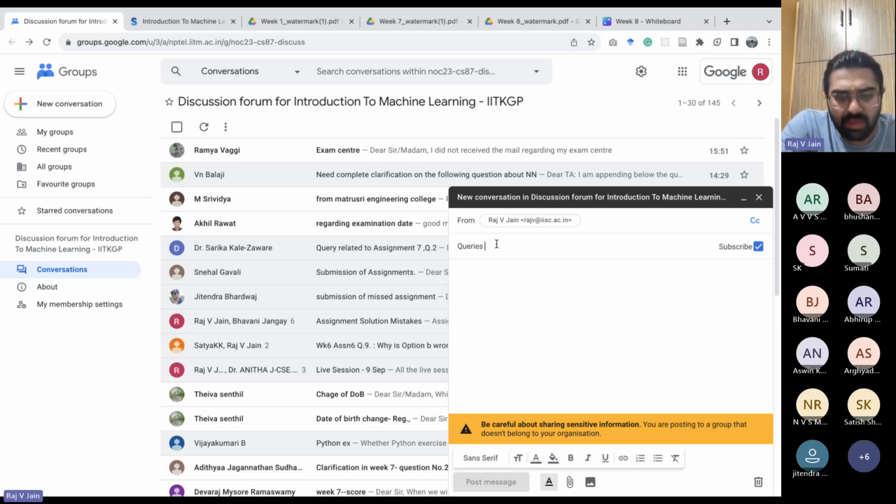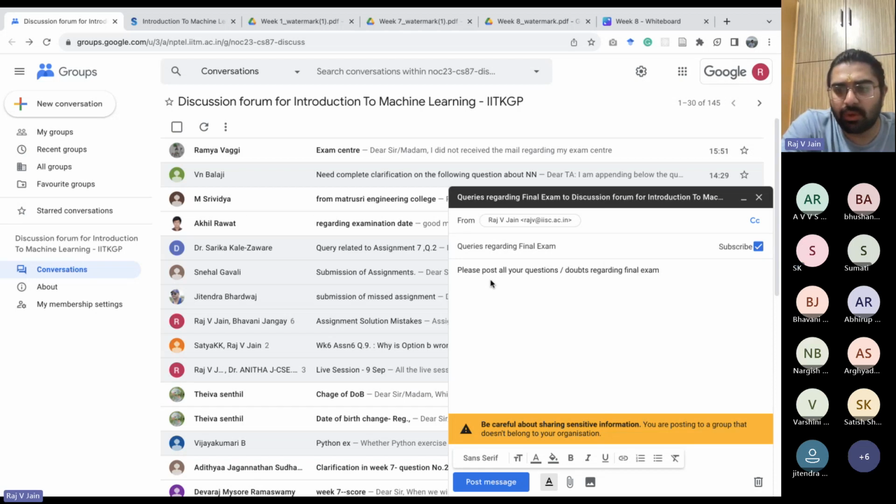Right. So let me do one thing. Let me just start a thread on this one, queries regarding the final exam. You can just post all your questions here. I'll ask the course TAs to look at this one, and whatever questions you have, you can post them here. Does that help? I had 2 more things to say. Please go ahead.